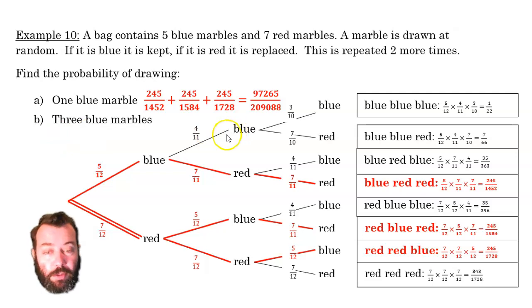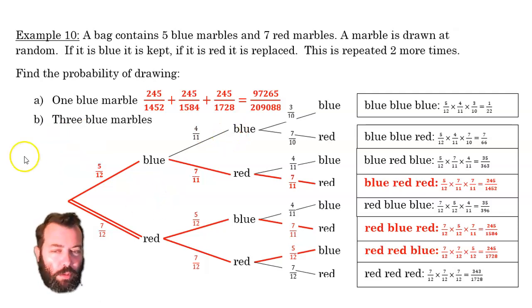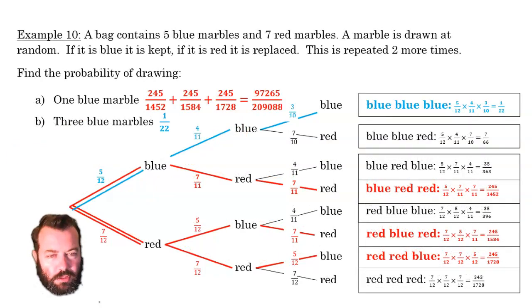The second one, 3 blue marbles. Well, that's a bit more simple really, because that's just like this. Blue, blue, blue. That's only one of the outcomes. We've already calculated that. It's 1 in 22.